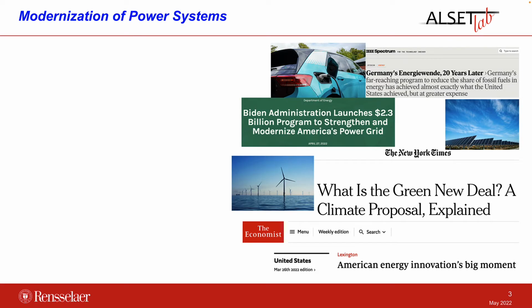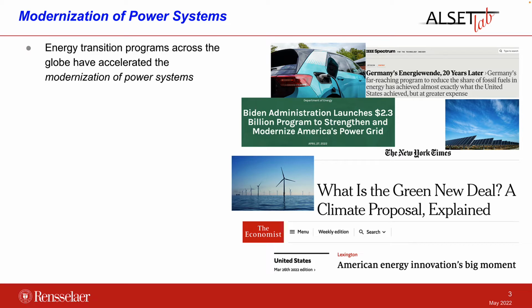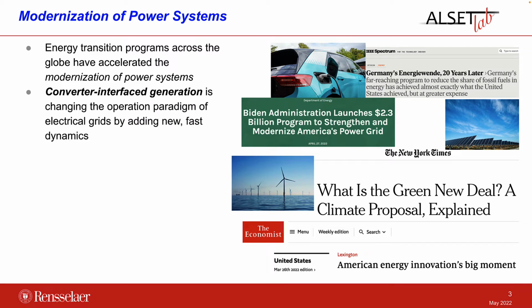So worldwide, we have seen that many governments have introduced heavy investments to modernize the electric grid. They want to make the grid greener by exploiting as much as possible non-conventional renewable resources such as solar energy and wind energy. The main issue for the grid is that these resources interface with the bulk electric systems through converter-based devices.